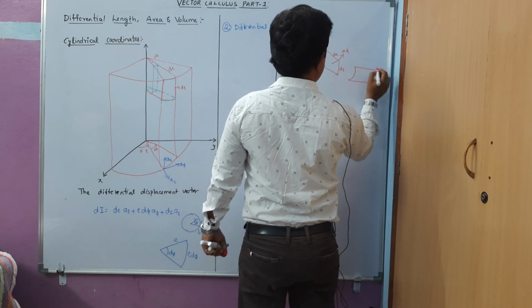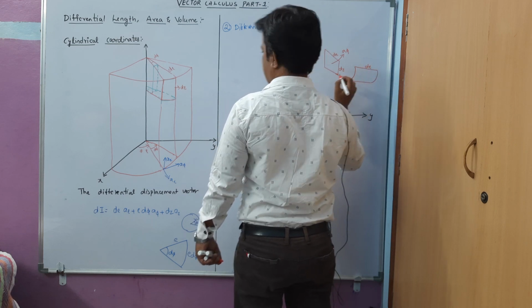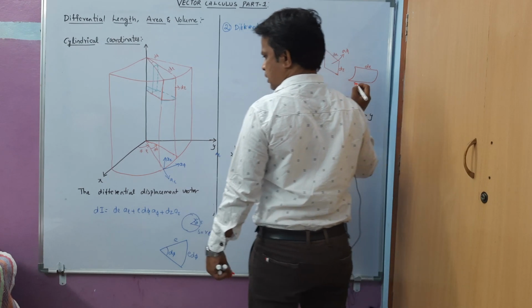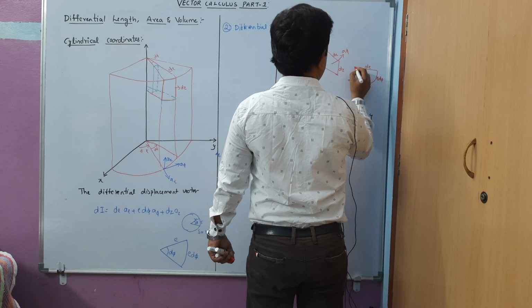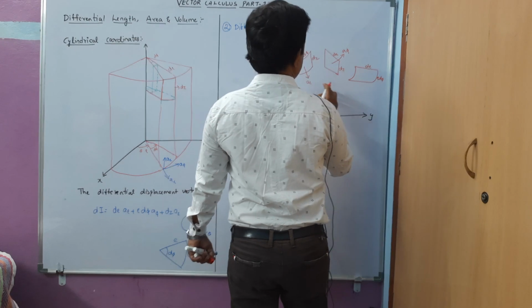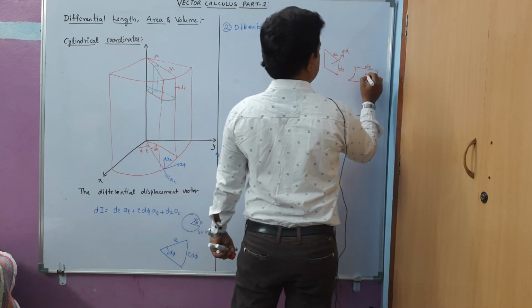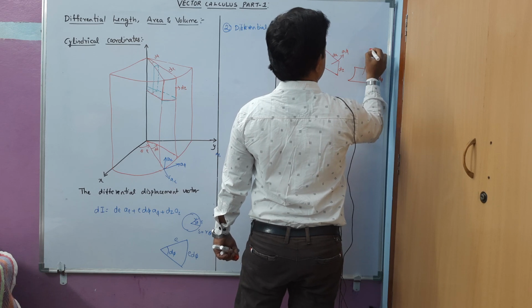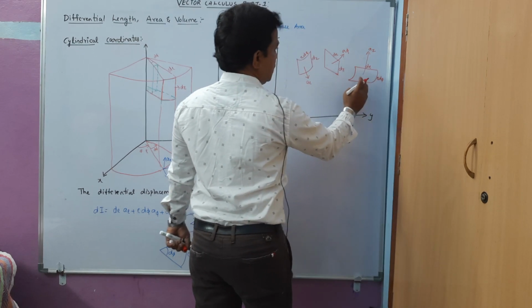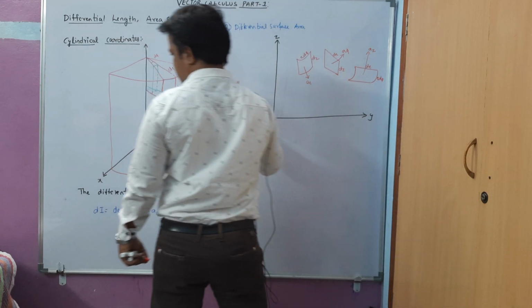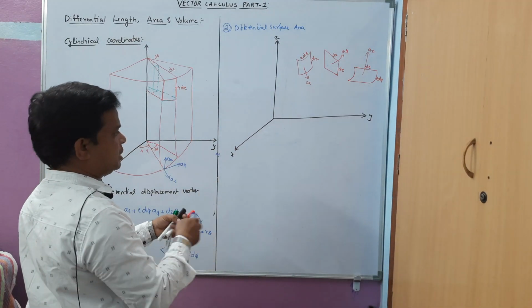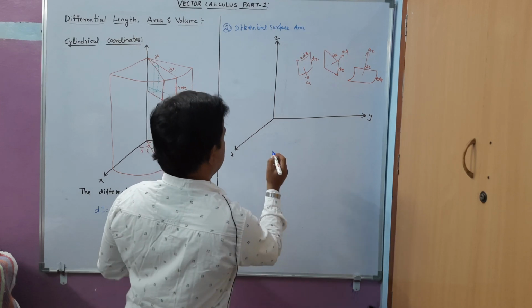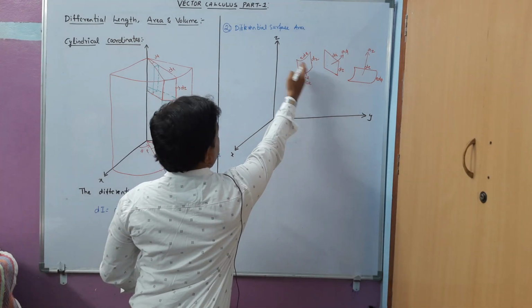So this is d rho and rho d phi. This is rho d phi, already we know rho d phi, and the unit normal vector will be a rho, a phi, and this is az. So we have to just take the product in order to calculate the normal surface, I mean the elemental surface area. That is the product of the other coordinates.